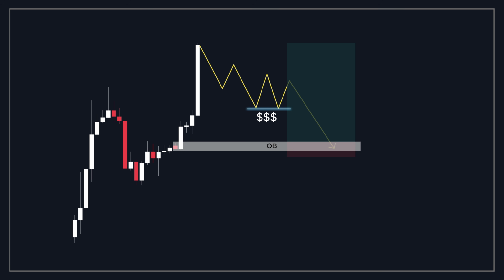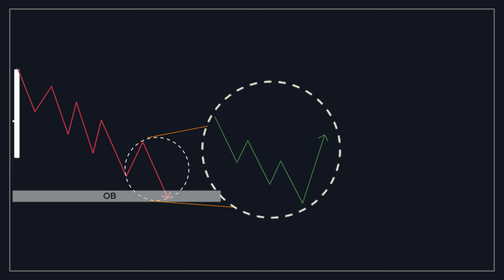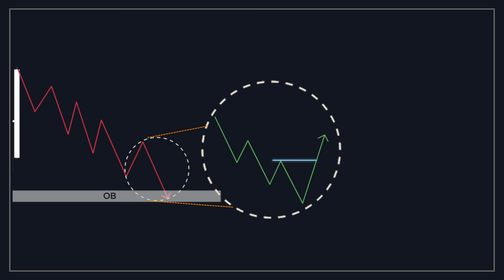Stop loss below the order block zone, and you can target the recent swing high as your take profit. Or you can shift into the lower time frame and find any change of character there. Then execute your long position with full confirmation.